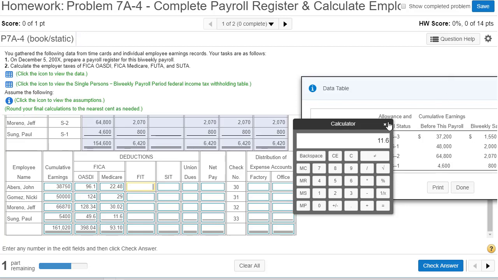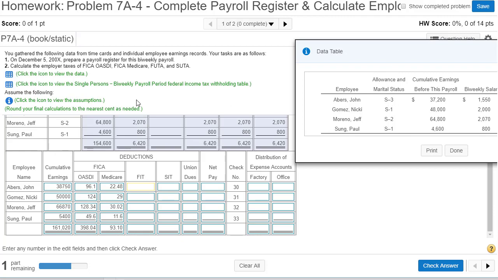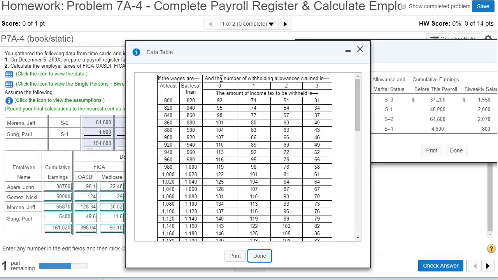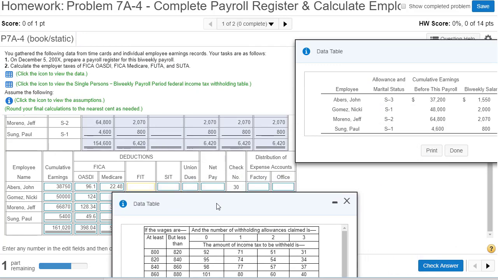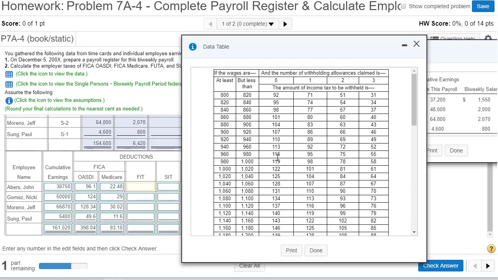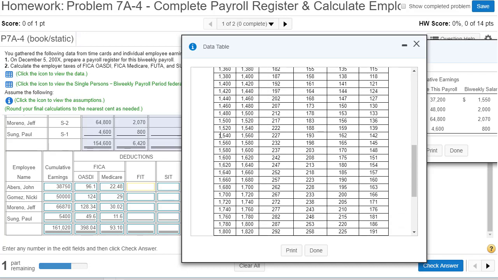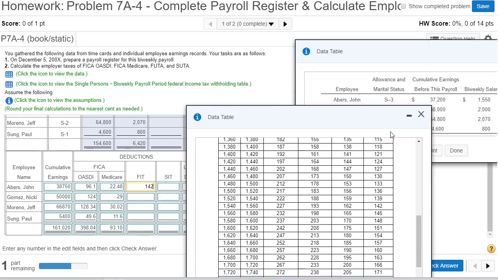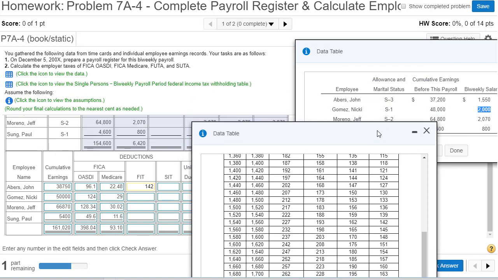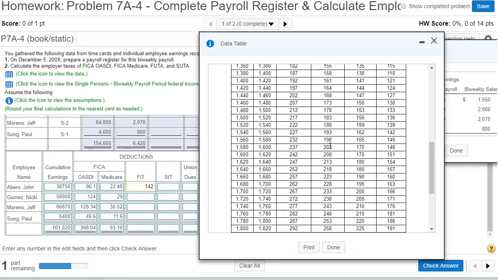Fit. Now, we don't need the calculator for fit, but we do need these allowances. So we also need our fit table. So our first person is John. John's pay, which we can also get from up here, so we don't have to scroll up, $1,550 with three allowances. $1,550, so three allowances is the far right column. $1,550, looks like is this or this row, so it's 140, copy and paste this, 142. For John, then we got Nikki. Nikki makes 2,000, and she's got one allowance.